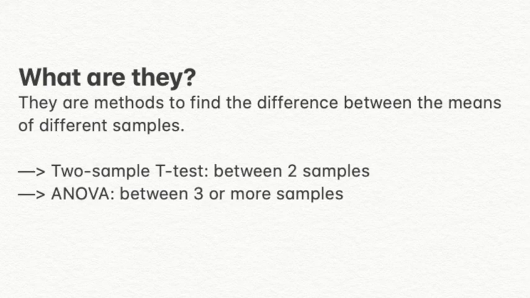The basic function of the two-sample t-test and ANOVA test are to find the difference between the means of different samples. The difference between these two tests, however, is that the two-sample t-test compares two samples, while the ANOVA test compares three or more samples.